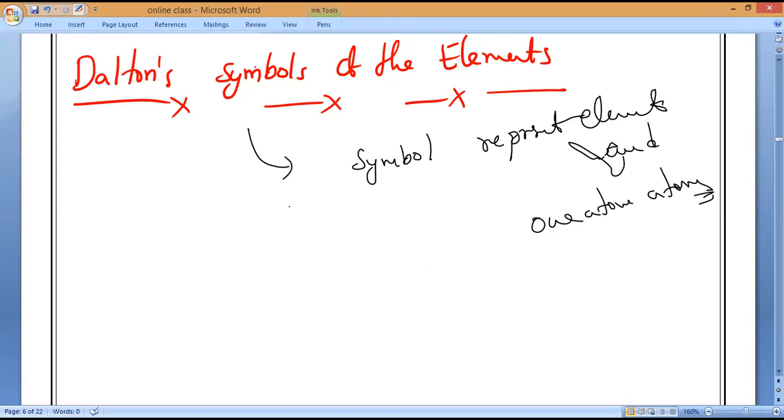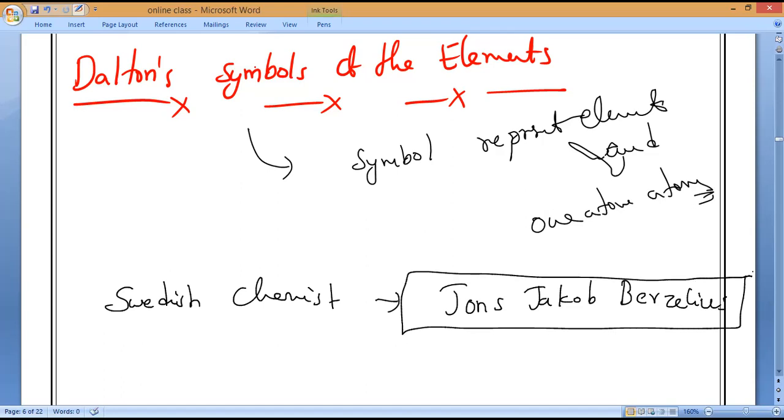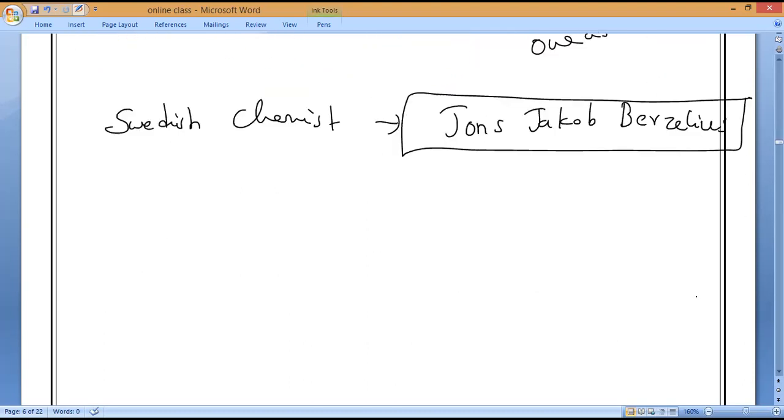That is why a new system of representation was given by a Swedish chemist called John Jacob Berzelius. What's his name? John Jacob Berzelius. He is the scientist who gave the modern symbols of elements, which are symbolized by using one or two letters from the names of the elements. So that is called modern symbols of the elements.